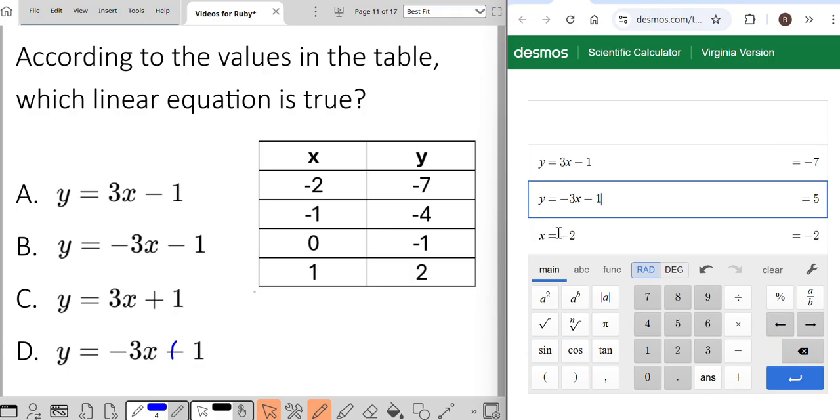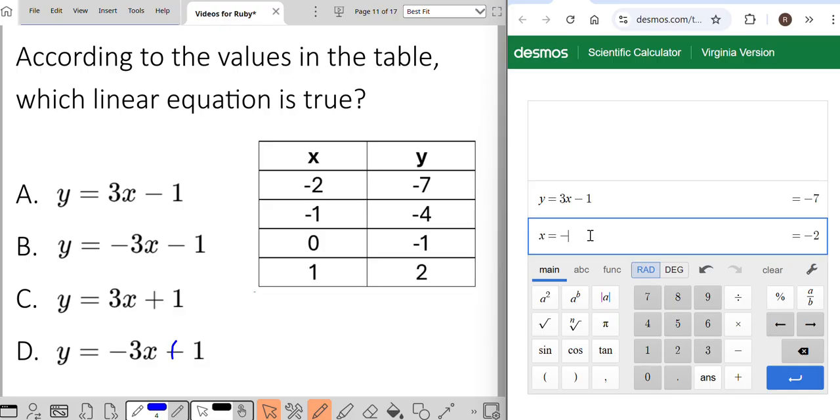And this one gave us a 5. Nope, we're looking for -7. And guess what? I think there's only one left. With x is -2, this equation gave us a -7. But you know what? We're going to be careful. Let's try the rest of them.